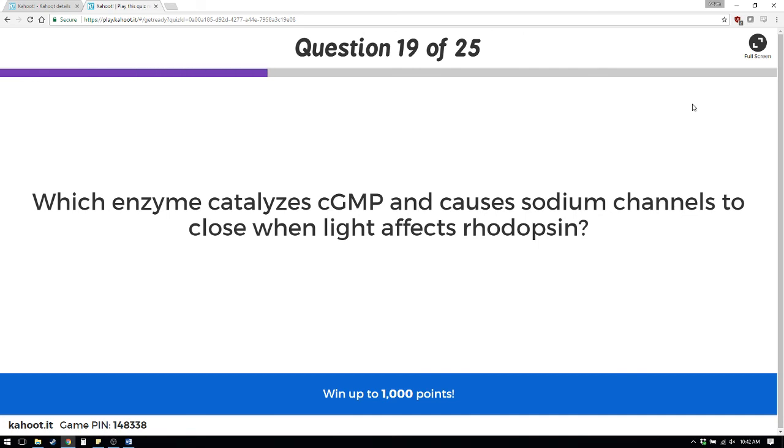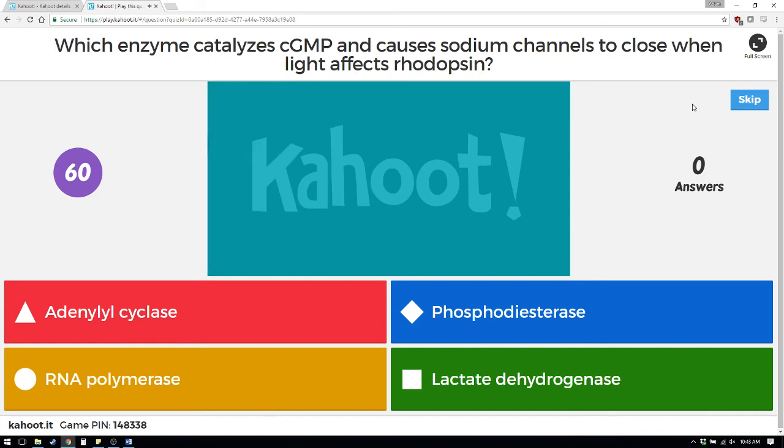Which enzyme catalyzes cyclic GMP and causes sodium channels to close when light affects rhodopsin? I'll give you a really good clinical example why this is important. Answer the question. You may be like, who cares about that? Probably guess this one just on process of elimination, I would think.